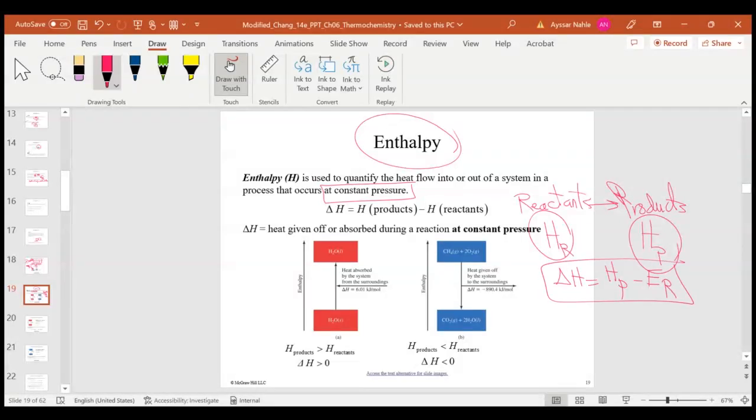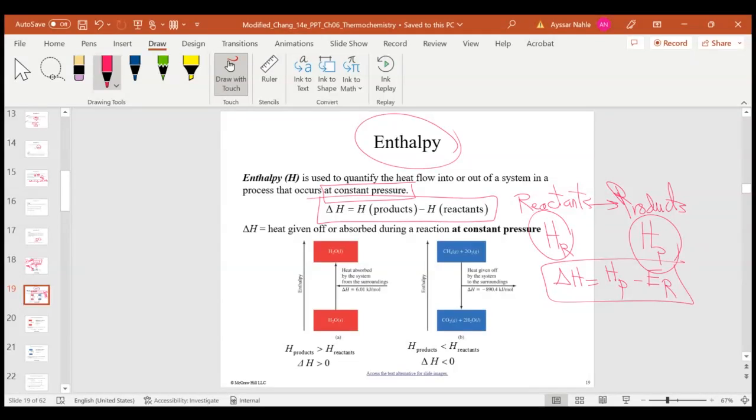Why is that? Because delta T is T final minus T initial. But when we say delta H, yani H final, who is the H final? That's the product, right? Minus the H initial, who is the initial? The reactants, all right? So delta H always equals the enthalpy of all the products, added together, minus the enthalpy of all the reactants after you add them together. As simple as this, right?